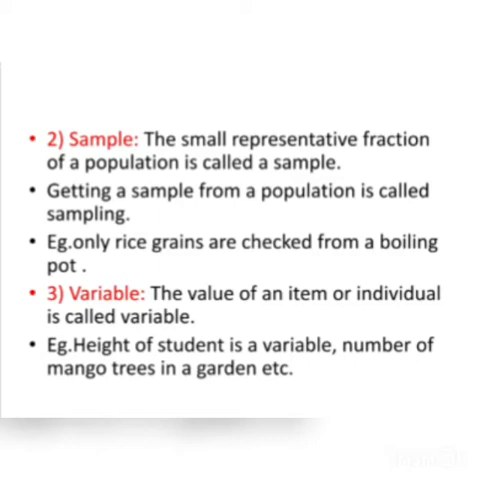Then the third term is variable. The value of an item or individual is called a variable. For example, the height of a student is a variable. The number of mango trees in a garden is a variable. So the value of an item or individual is called a variable. Any value, any number, whatever data you are studying, that number is your variable, right?